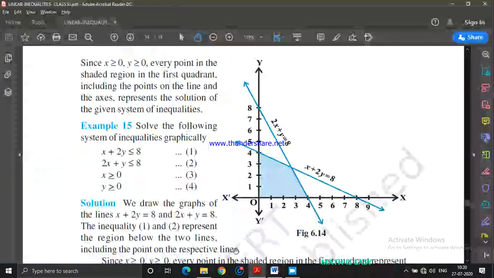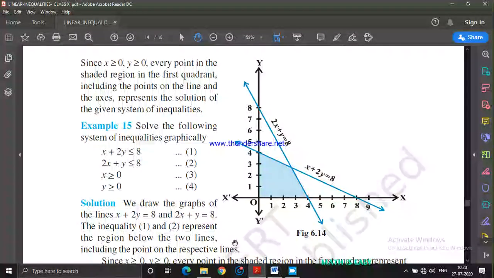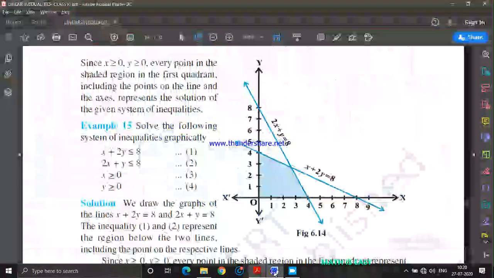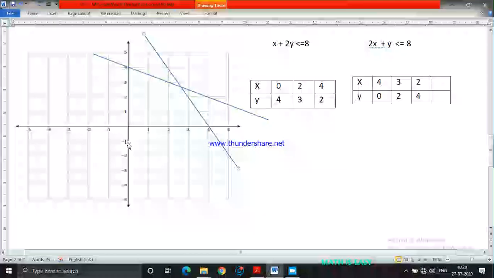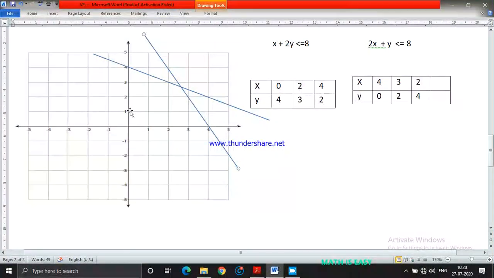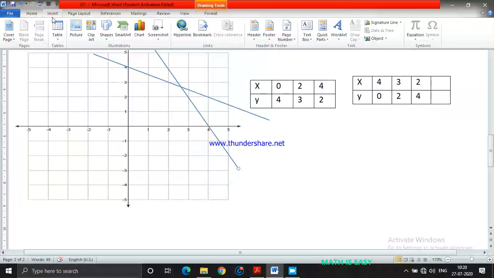Next, two more conditions are given. X is equal to 0 and y is equal to 0. X is 0 means this y-axis, and y is 0 means this x-axis. Okay, so you cannot go in any negative direction. Now what you have to do is draw the line.